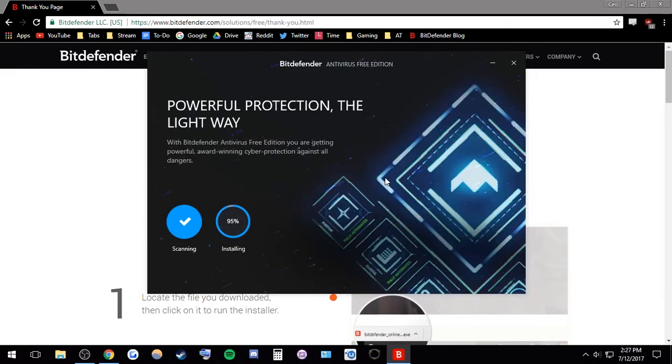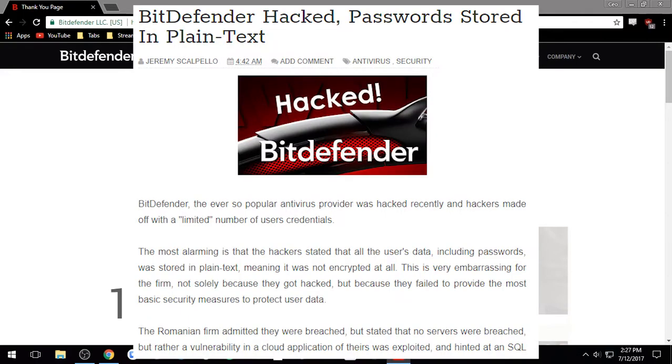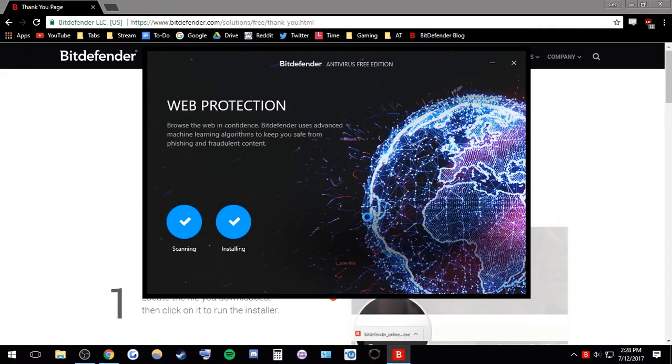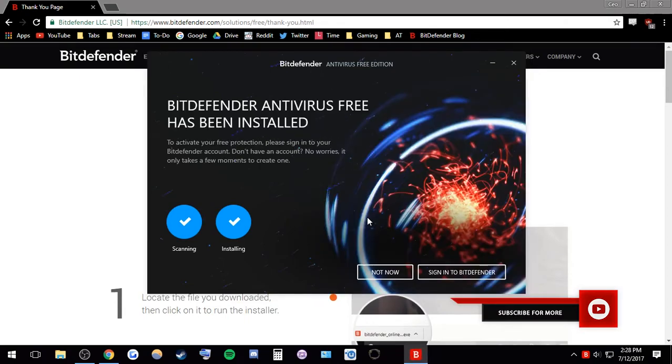The only downside of this really is that you have to make an account, and I remember last year they got into a scandal where all their passwords were just stored in plain text. So even though they're like the best antivirus on the market, they kind of didn't have that good security. So what I recommend, put a password that's not important to you. Don't put your normal password for everything else. Put in a password that if it gets leaked again for some reason, then your PayPal isn't empty, you know what I'm saying? So you're going to hit sign in to Bitdefender.